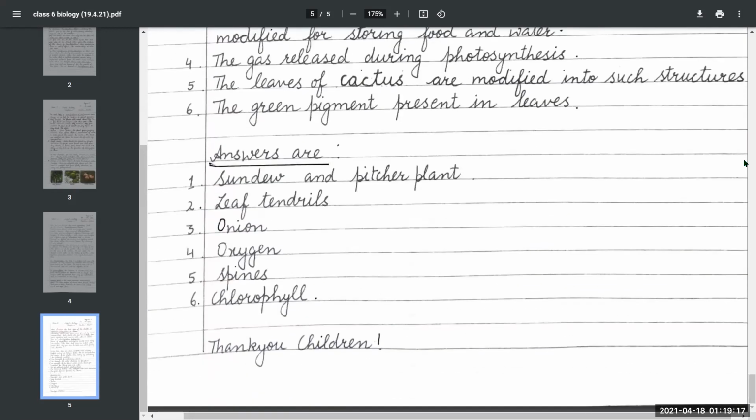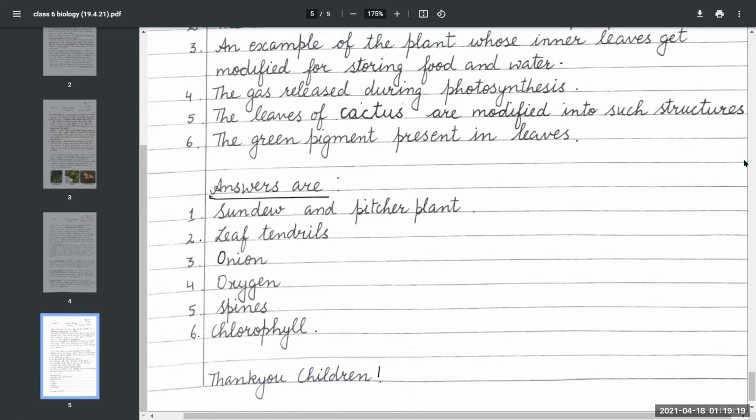The answers are number 1, sundew and pitcher plant. Number 2, leaf tendrils. Number 3, onion. Number 4, oxygen. Number 5, spines. And number 6 is chlorophyll.